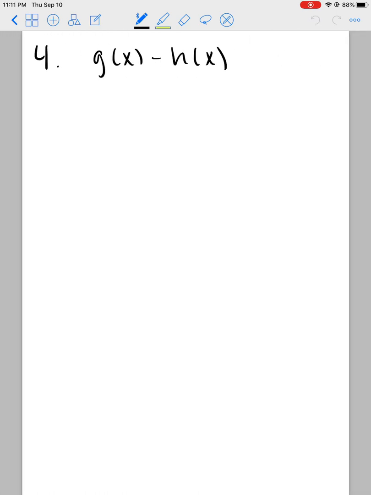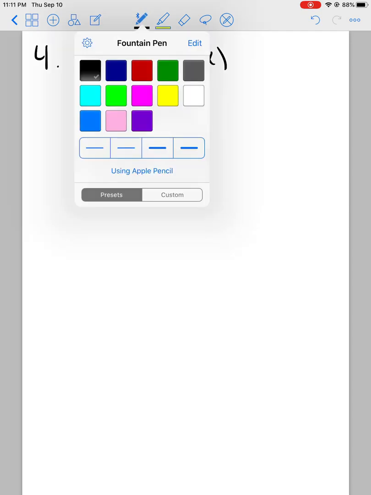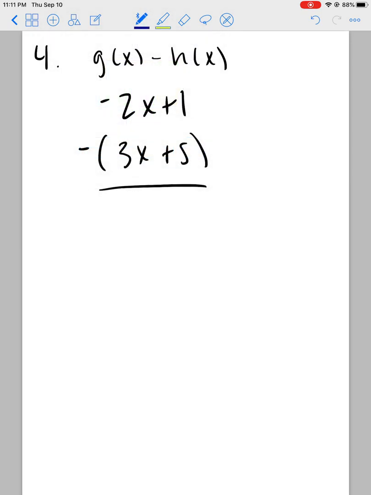Okay, so these are a little different. We are subtracting instead of adding. So we'll do the first one together. g of x is negative 2x plus 1, and we have our minus out here, and our h of x is 3x plus 5. So for these, I always find it much easier to add the whole function instead of having to subtract each one.